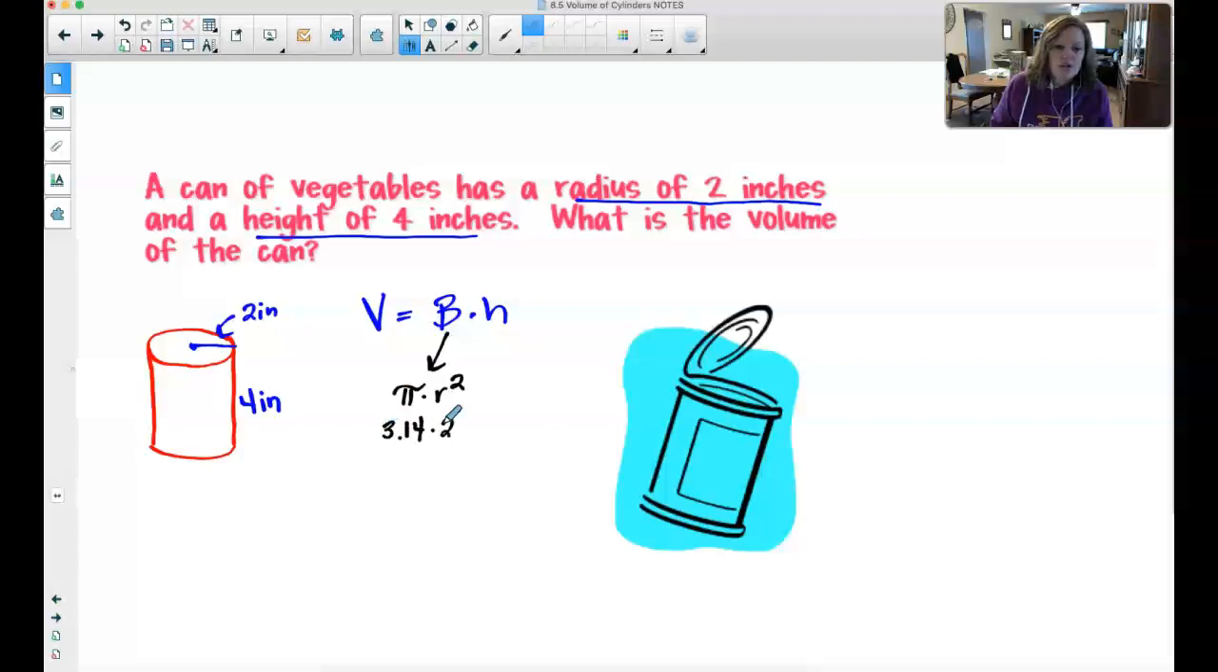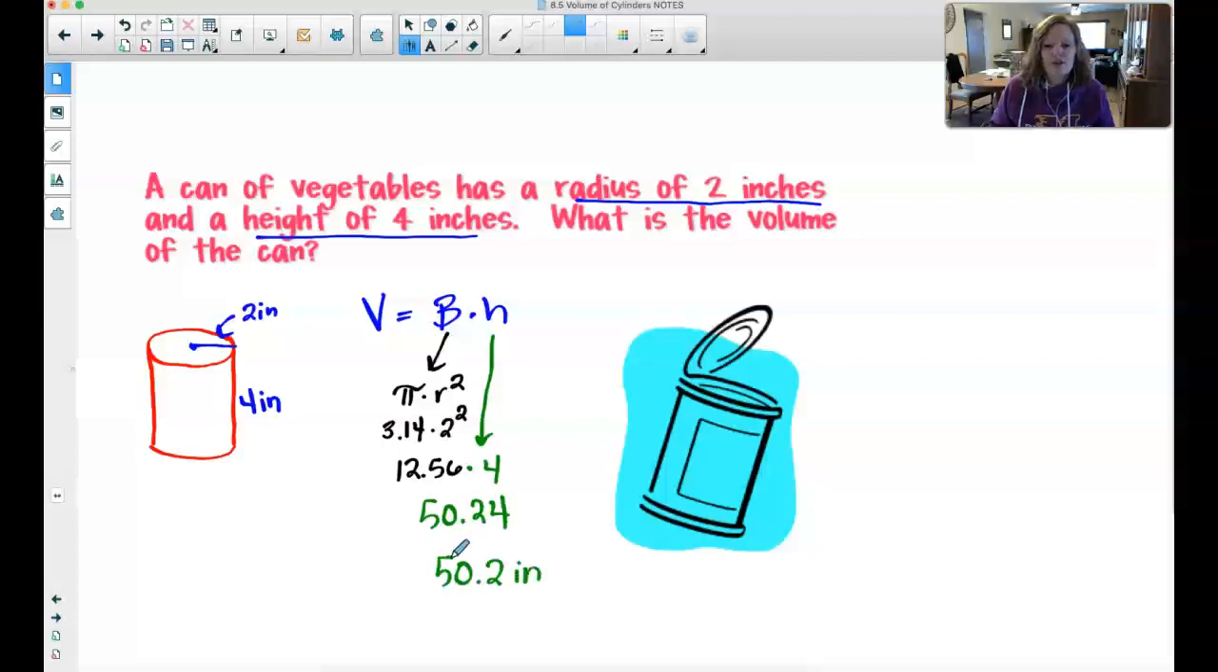3.14 times 2 squared. I'm going to use my calculator. 3.14 times 4 ends up being 12.56 times the height of the cylinder. The height is 4, so we're going to multiply by 4. 12.56 times 4 is 50.24. And at this point, we're going to round to the nearest tenth. So 50.2 inches cubed. On your homework tonight, I also want you to round to the nearest tenth each time.